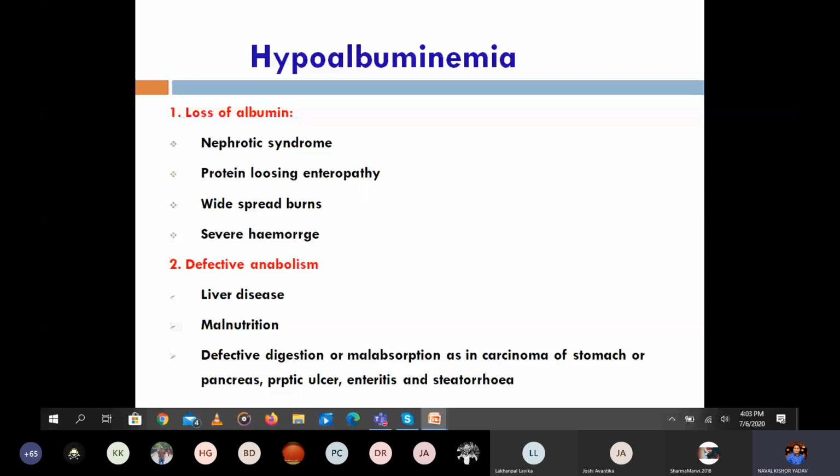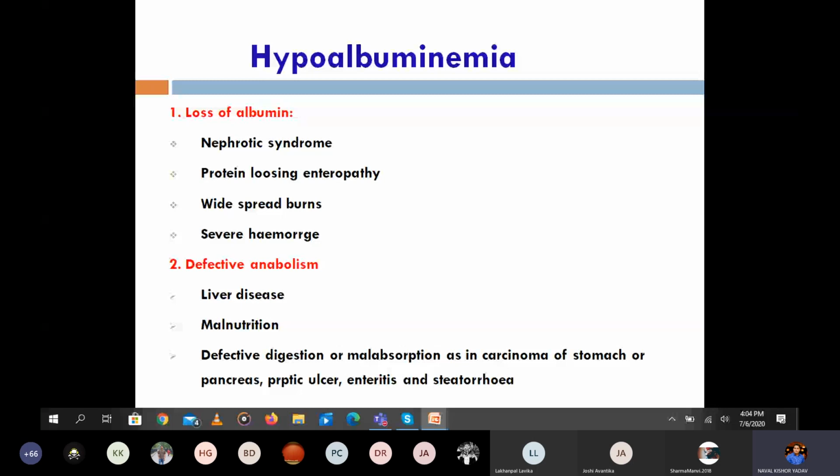Defective anabolism means the albumin is not synthesized properly, like in liver disease, where there is decreased or impaired synthesis of albumin. Then malnutrition, defective digestion, or malabsorption, as you can see in carcinoma of the stomach or pancreas, peptic ulcer, enteritis, steatorrhea. In all these conditions there will be defective digestion and absorption, due to any reason, so we will have a decreased level of albumin.